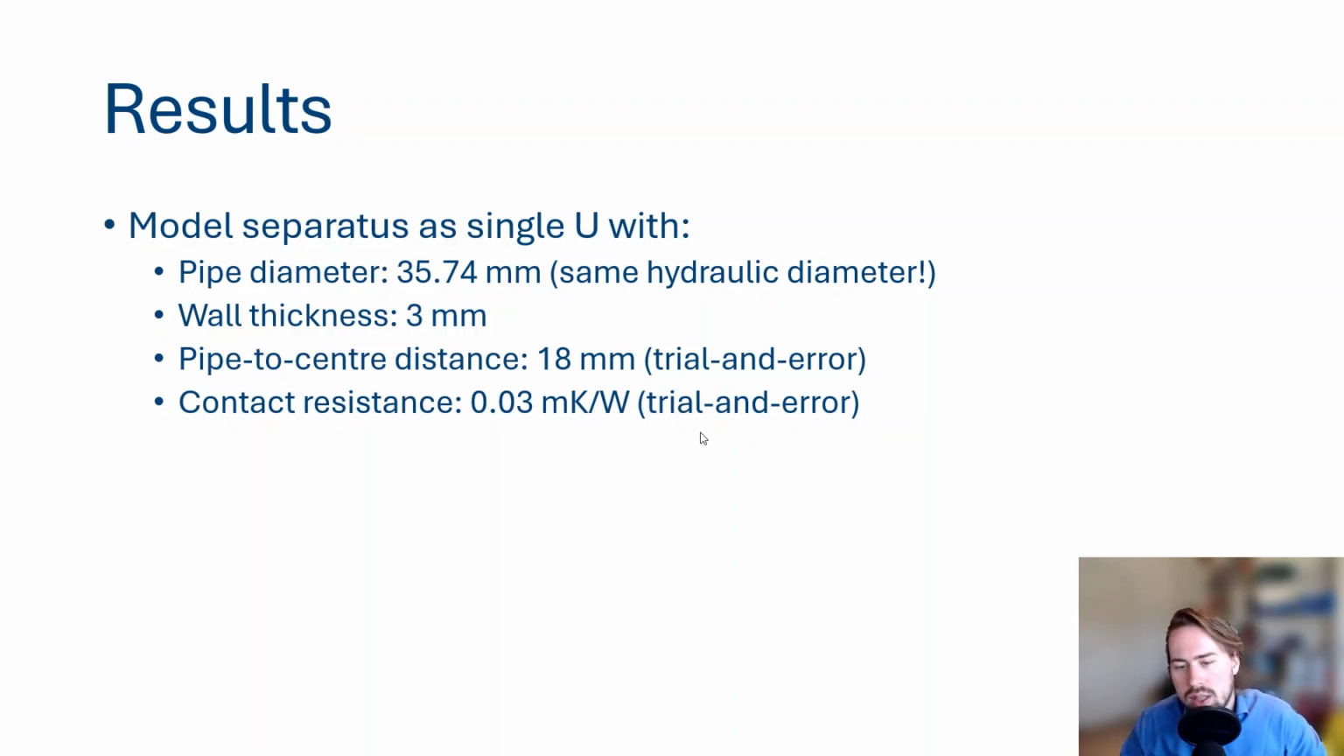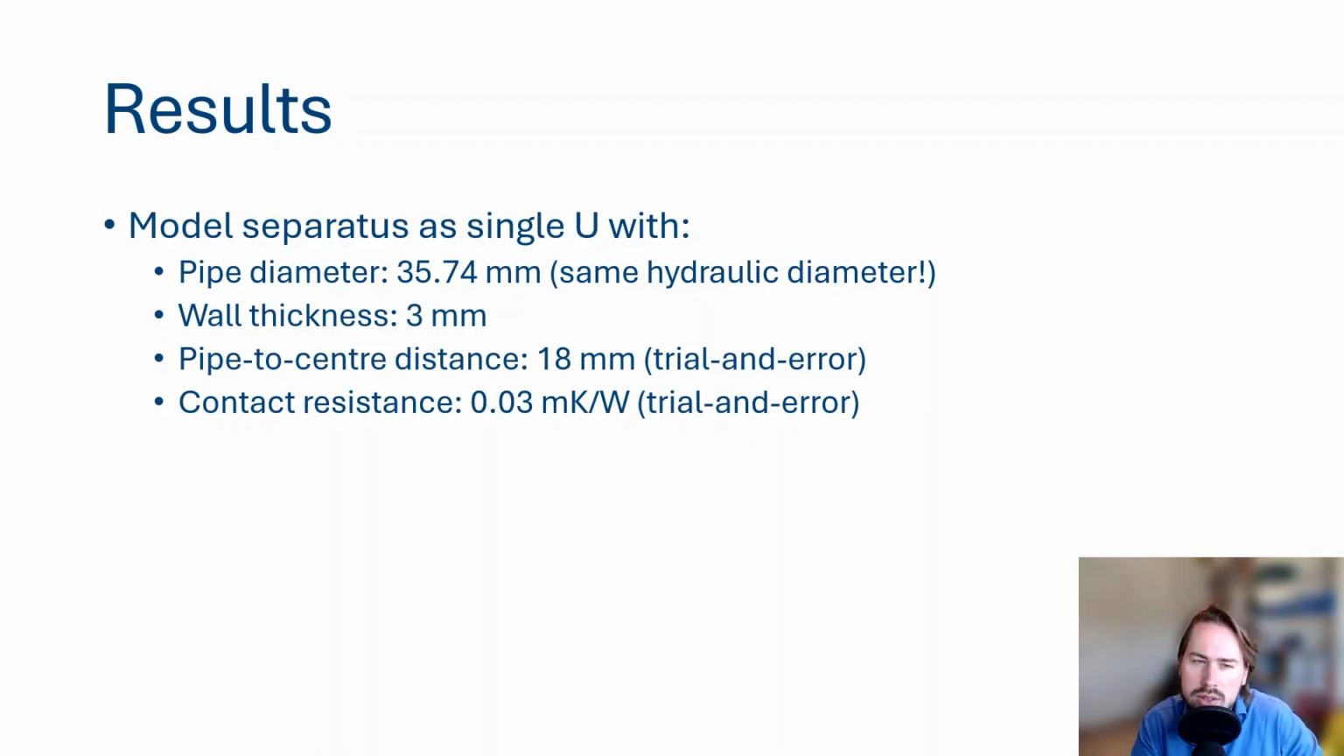So if you take into account the geometry of the Separatus heat exchanger, you calculate its hydraulic diameter, you end up with a circular pipe of 35.74 millimeters, and with the wall thickness of 3, which was the real wall thickness of the heat exchanger. And then we have two more parameters which were determined by trial and error. So the pipe to center distance, or the shank spacing, if you're familiar with Earth Energy Designer, was found to be 18 millimeters. And we also added another contact resistance of 0.03 meter Kelvin per watt.